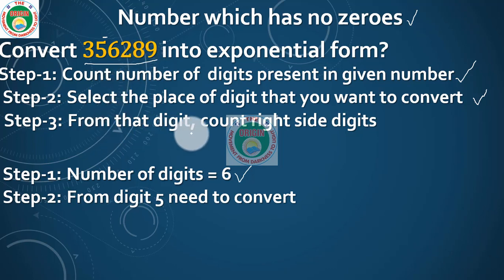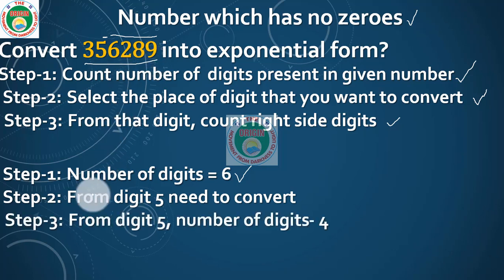Now, from the digit, count the right side digits. What digit did I select here? 5. From the digit, count the digits on the right side. The digits to the right of 5 are 6, 2, 8, 9. Count the digits: 1, 2, 3, 4. 4 digits are there. That is the third step. From the digit 5, the number of digits is 4.